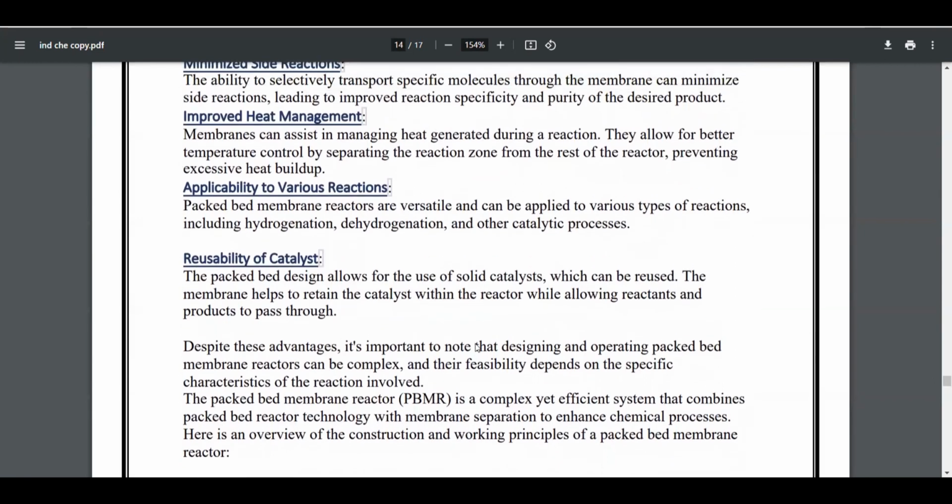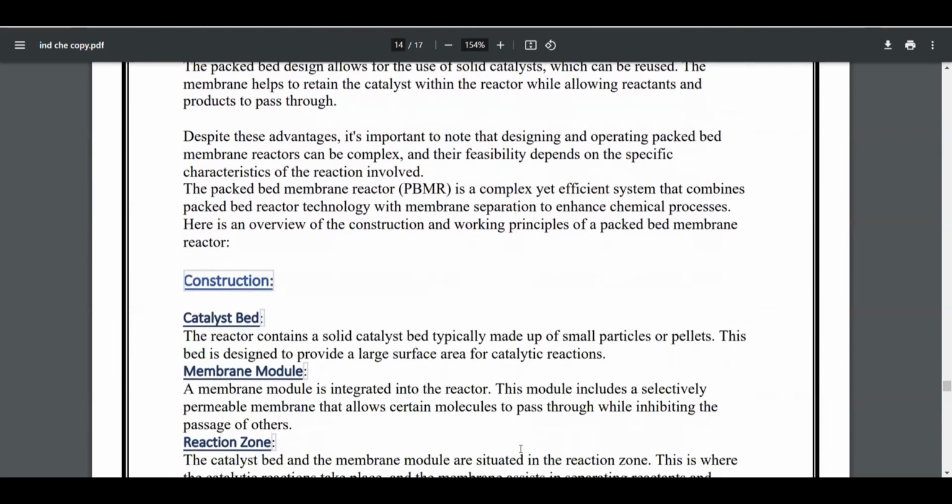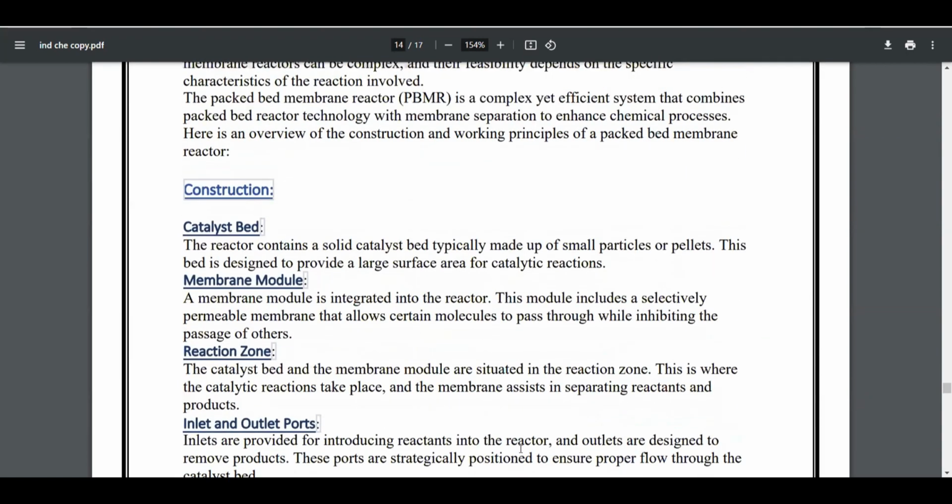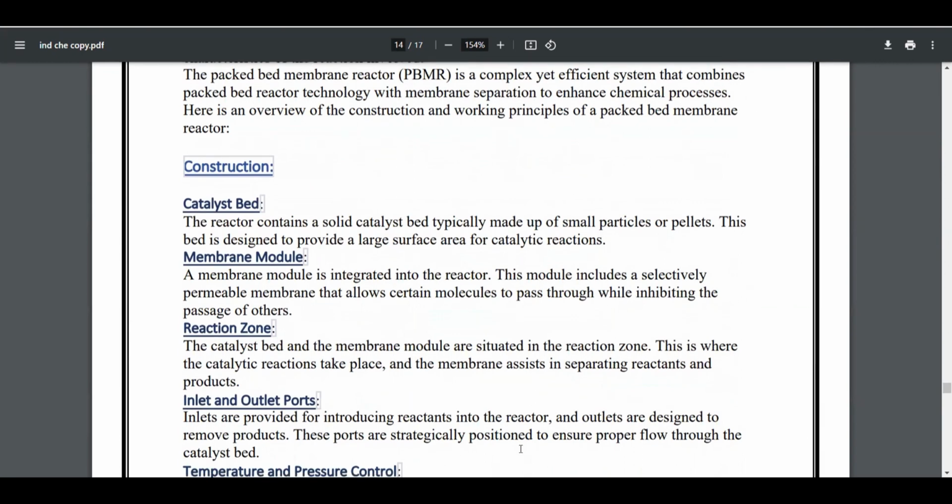These kinds of reactors are versatile, and they can be employed for various types of reaction, including hydrogenation, dehydrogenation, and other catalytic processes. Despite these advantages, it is important to note that designing and operating the packed bed membrane reactor can be complex, and their feasibility also depends upon the specific characteristics of the reaction involved. So the packed bed membrane reactor is a complex yet efficient system that combines packed bed reactor technology with membrane separation in order to enhance chemical processes.